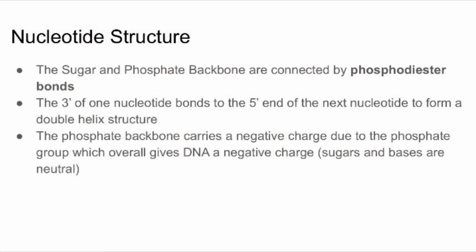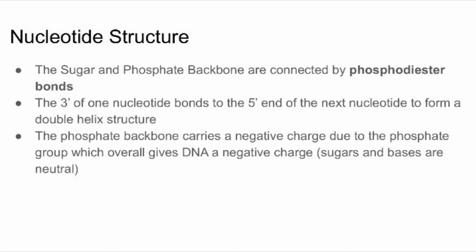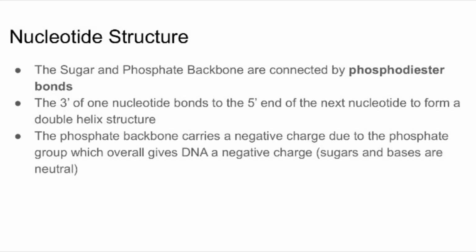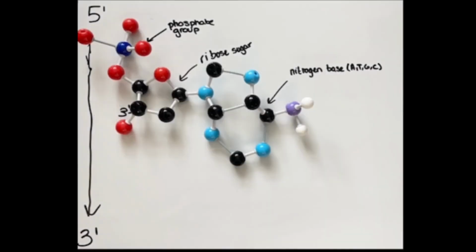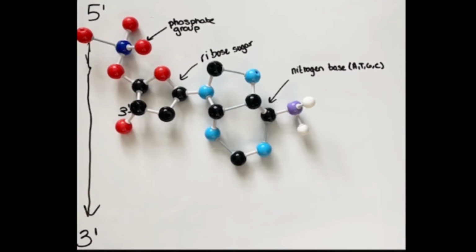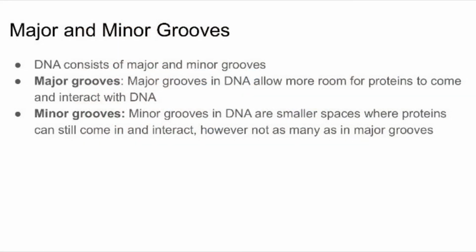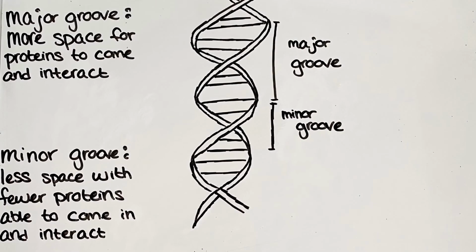In a nucleotide, the sugar and phosphate are connected by a phosphodiester bond. The 3' will bind to the 5' end of the next nucleotide to create a double helix structure that is negatively charged. This is the structure of a nucleotide running 5' to 3' with an adenine base. DNA also consists of major and minor grooves. Major grooves are larger with more space for proteins, while minor grooves are much smaller. Here is an example.